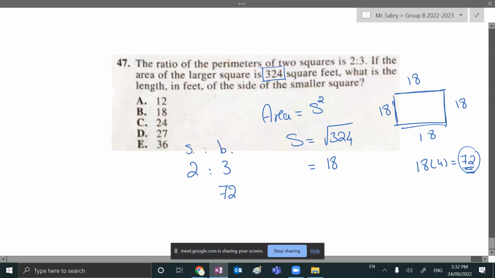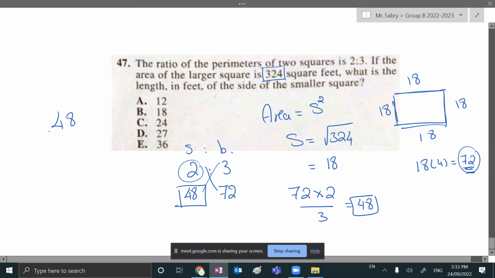If I need to know the parameter of the smaller circle, this one, I'll just cross multiply. So I'll do 72 times 2 and then divide by 3. That would get me 48. So the parameter of this smaller circle is 48. They need the one side of it, so I should just divide the 48 by 4 because there are 4 equal sides. And then the side would be equal to 12.